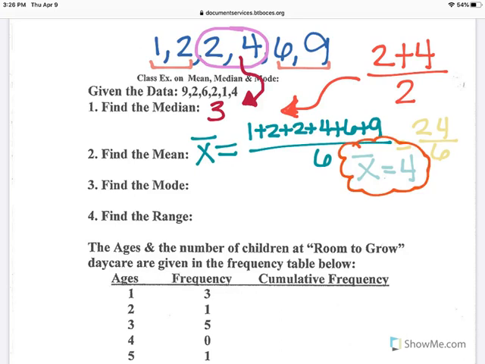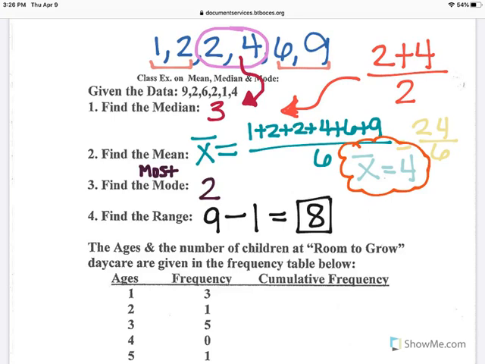Okay, on to the mode. The mode, remember, is the number that occurs the most. So the only number that is repeating is 2. So 2 is going to be our mode. The range is the span of numbers. So your highest number, which in this scenario is 9, has to subtract your lowest number, which in this scenario is 1. So our range is going to be 8.